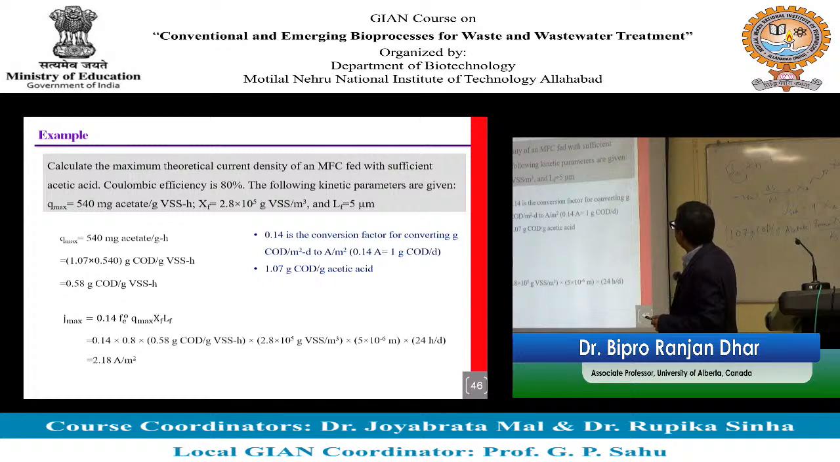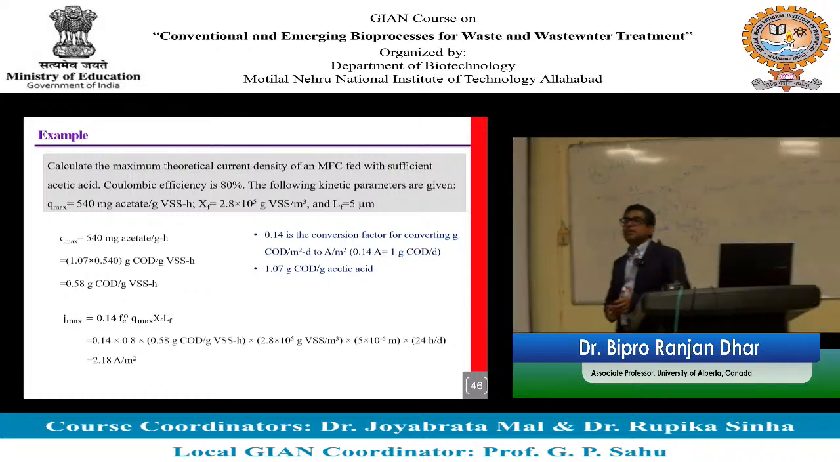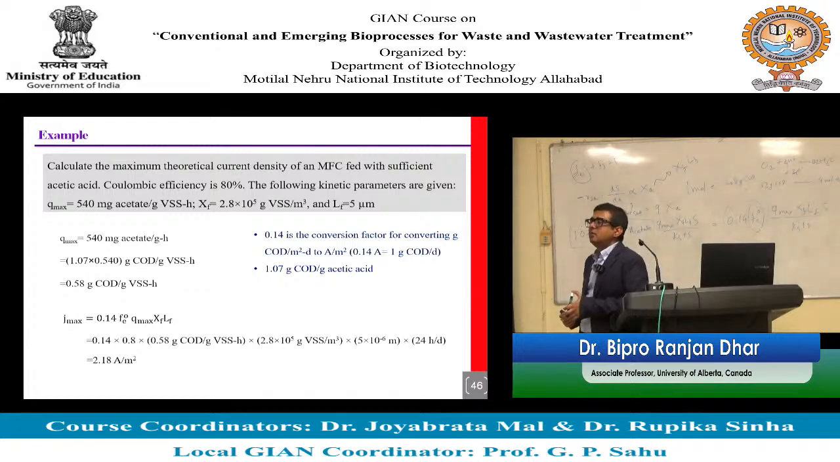Sorry, it was in hours. So I can convert hour to day. So you have 2.18 amp per meter square. This is the current that you can get from your system. So if we know the kinetic parameters and the Coulombic efficiency, we can estimate the current. That's a simple approach to model this kind of system.